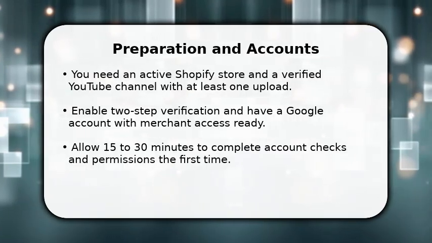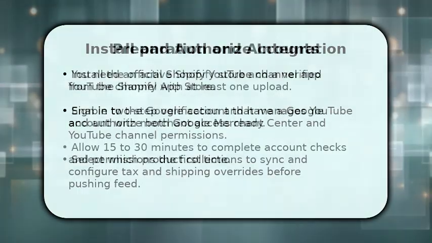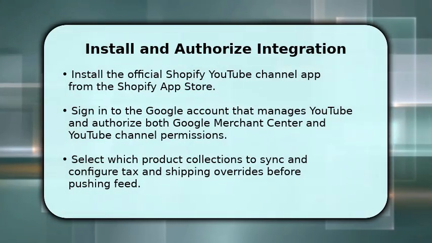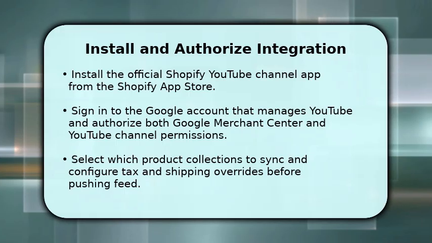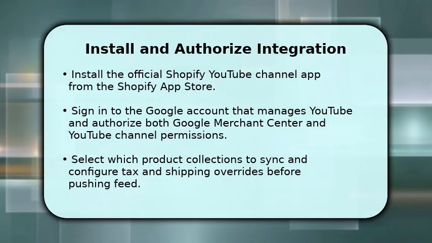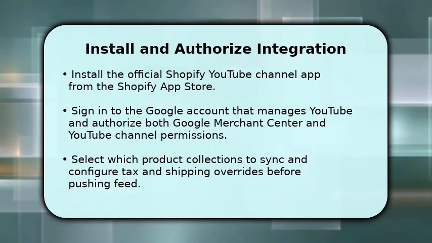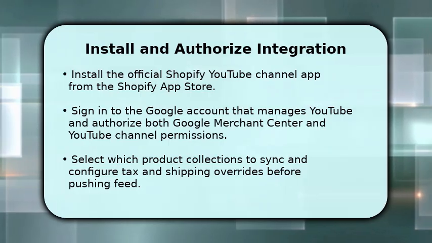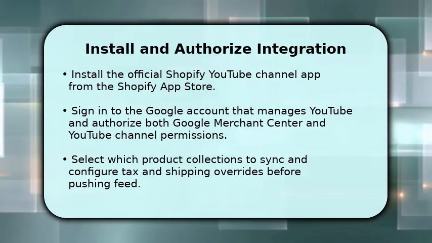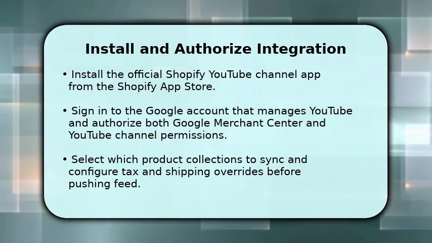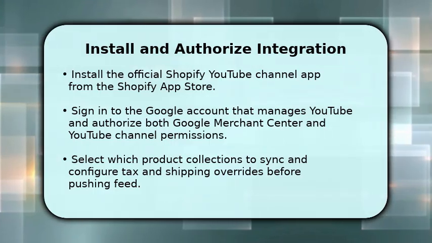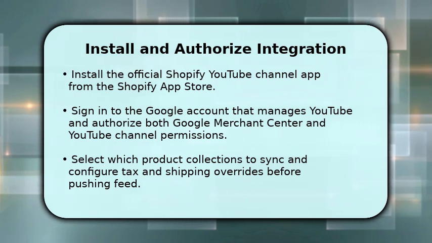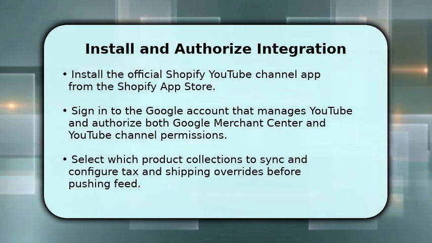Open the Shopify App Store and install the official Shopify YouTube channel app or the YouTube shopping integration in your admin. Sign into the Google account that manages YouTube and authorize both Google Merchant Center and YouTube channel permissions when prompted. In Shopify, select which product collections to sync, map GTIN or SKU values, and configure tax and shipping overrides before pushing the feed. After you push, review the product diagnostics in Google Merchant Center and resolve any disapproved items so they will appear in YouTube product shelves.